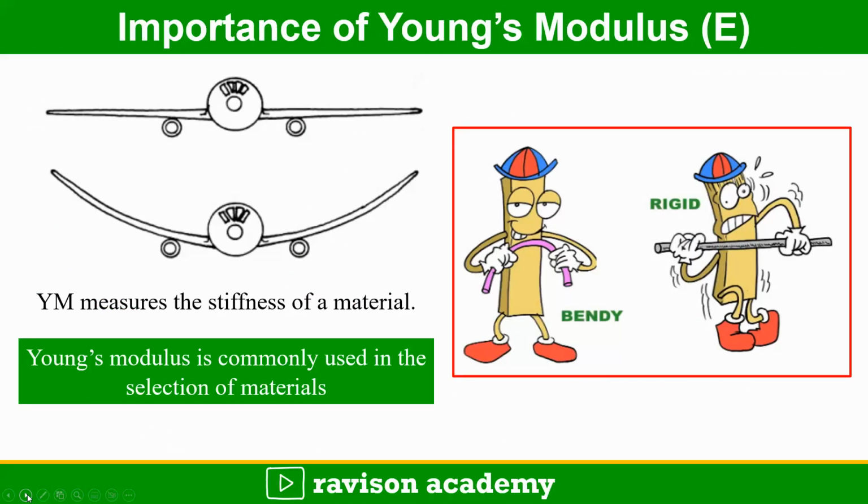So the importance of the Young's modulus, you can see the wings of the plane, aircraft, right? It bends due to the air force, air current. So it indicates that the wings lack stiffness. So we want to select a material with high Young's modulus for that particular part to avoid failure.